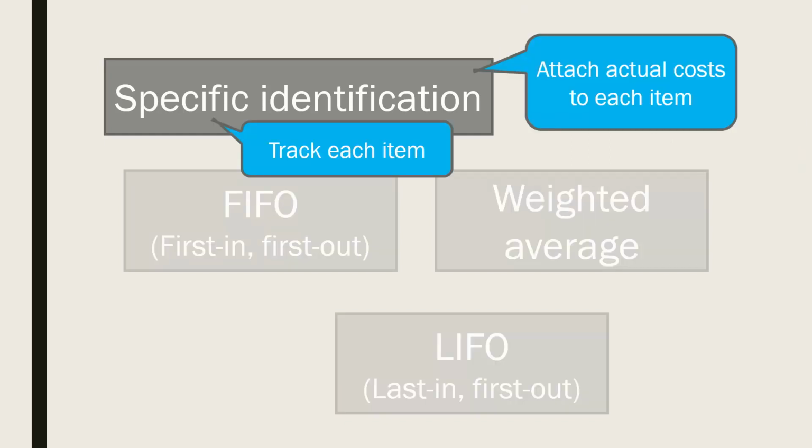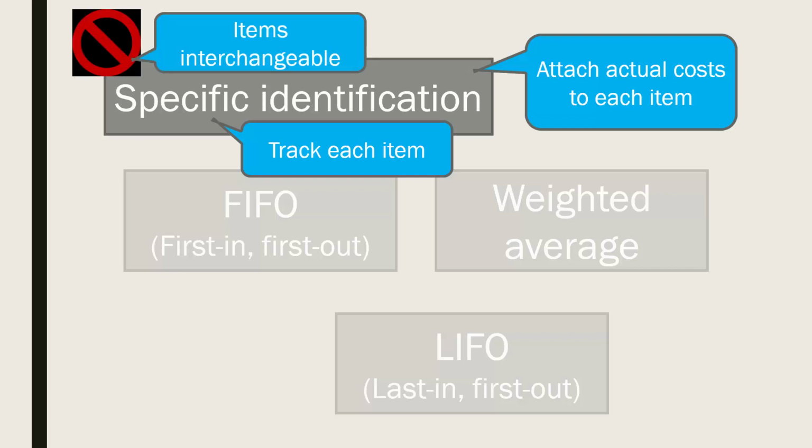With specific identification, we attach the actual cost to each individual item in inventories, and we track each item from purchase to sale. With improvements in technology, this is becoming increasingly feasible.